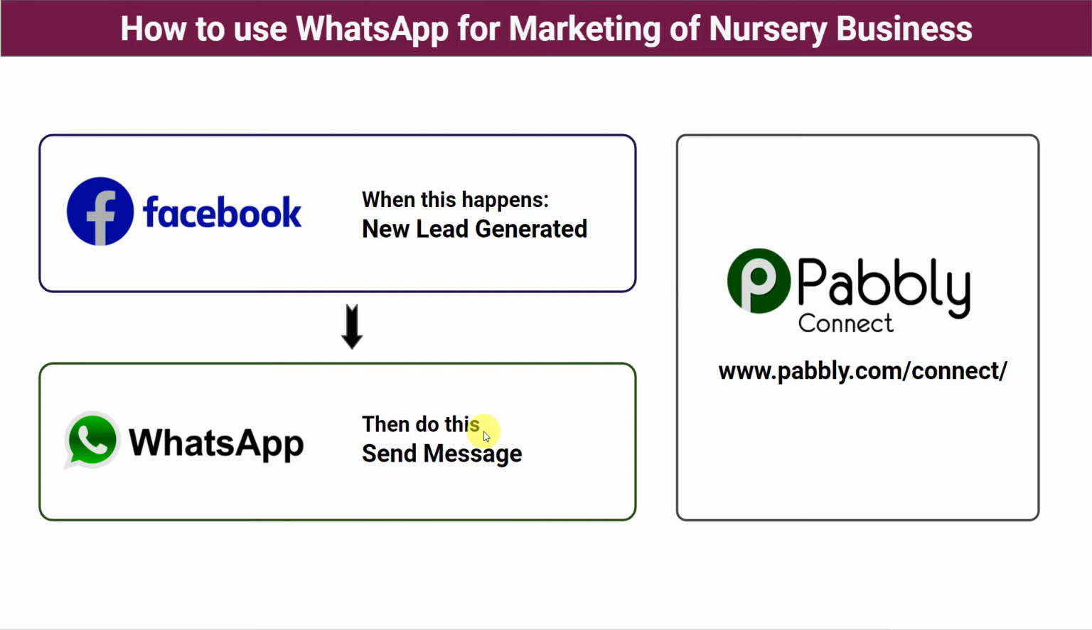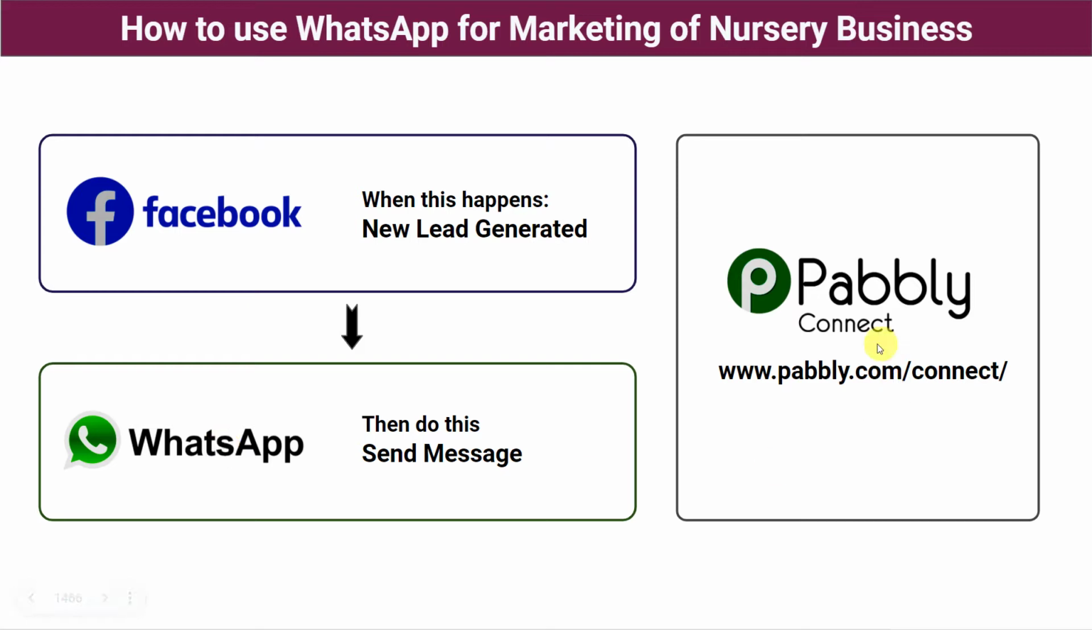The second option is you can create an automation so that whenever a Facebook lead ad form is filled, automatically your nursery business brochure is sent on the WhatsApp number of the customer. In this way, you will be able to interact with each and every lead quickly, which can ultimately bring more sales and profit to your business. But here there is a problem that there is no direct connection between Facebook lead ads and WhatsApp. So how to do this?